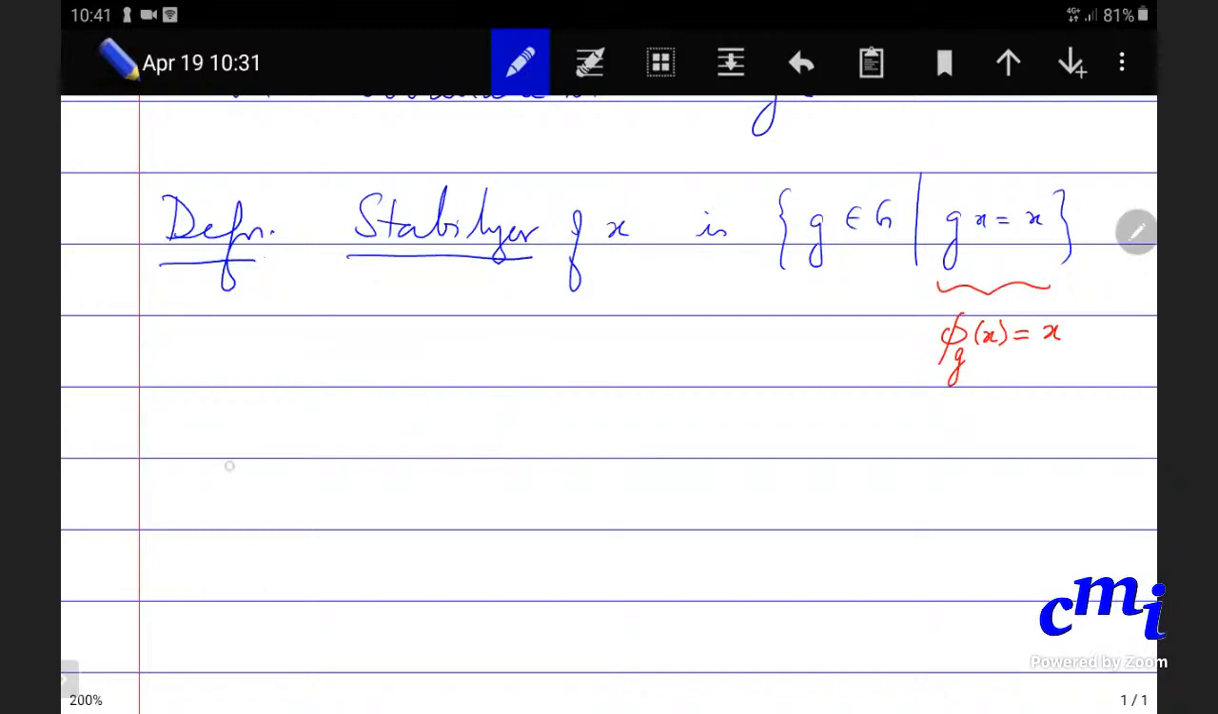The first observation that we want to make about the stabilizer is that for all x in X, the stabilizer of x is a subgroup of G.